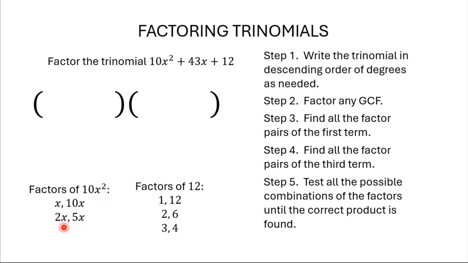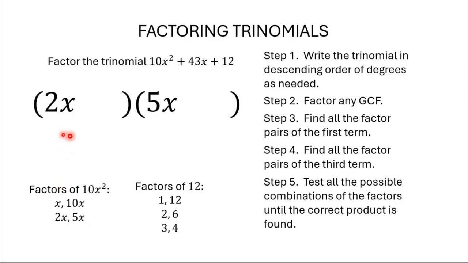Let's go ahead and try 2x and 5x. Let's put the 2x and the 5x in the first positions here. And let's try out the factors of 12 in the second position. So first, I'll start with 1 and 12. And because this is a plus sign, I'm going to use the same sign in both parentheses. And the sign I'm going to use is a plus sign.